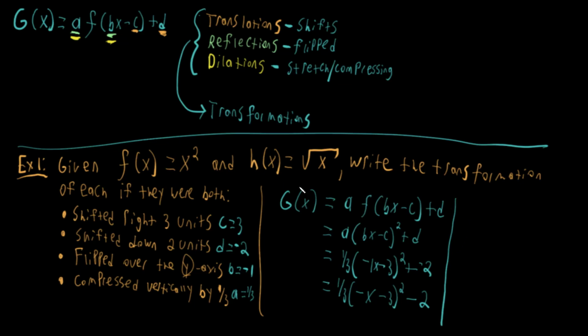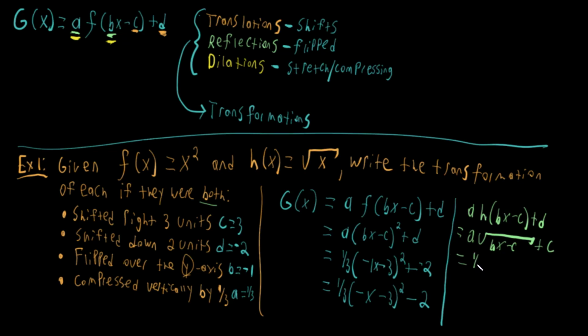So if we want to do this for h of x, we can consider a times h of bx minus c plus d as the general form, but this time we're going to use h of x, which is the square root of x. So this is just going to be a times the square root of, and we plug in bx minus c plus d over here. And of course we did the same thing to both of them. So since we did the same thing to both of them, you can see pretty clearly what we're doing with this is the exact same things, which means that the a, the b, the c, and the d all have the exact same values.